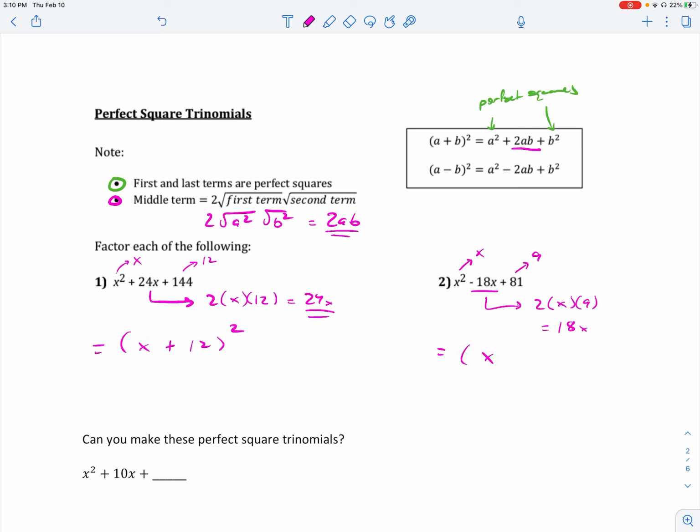Okay, so let's write it out. We're going to have x minus 9 squared. Okay, and that's it. As simple as that.